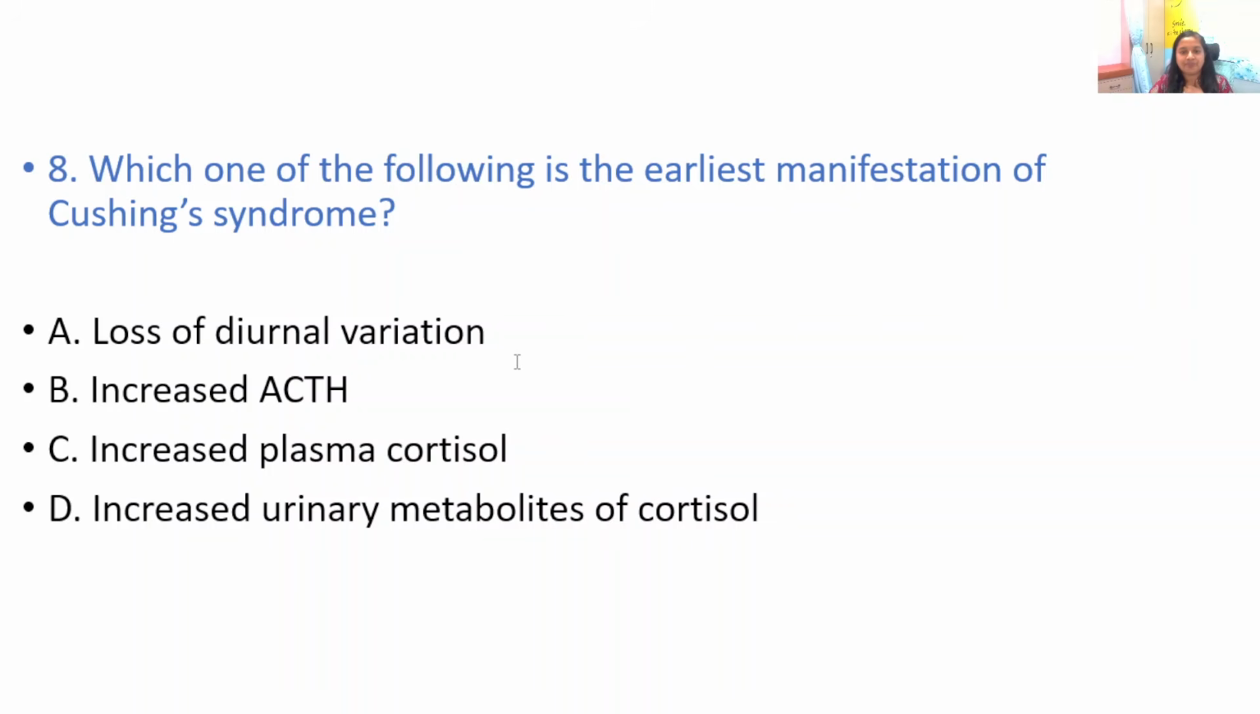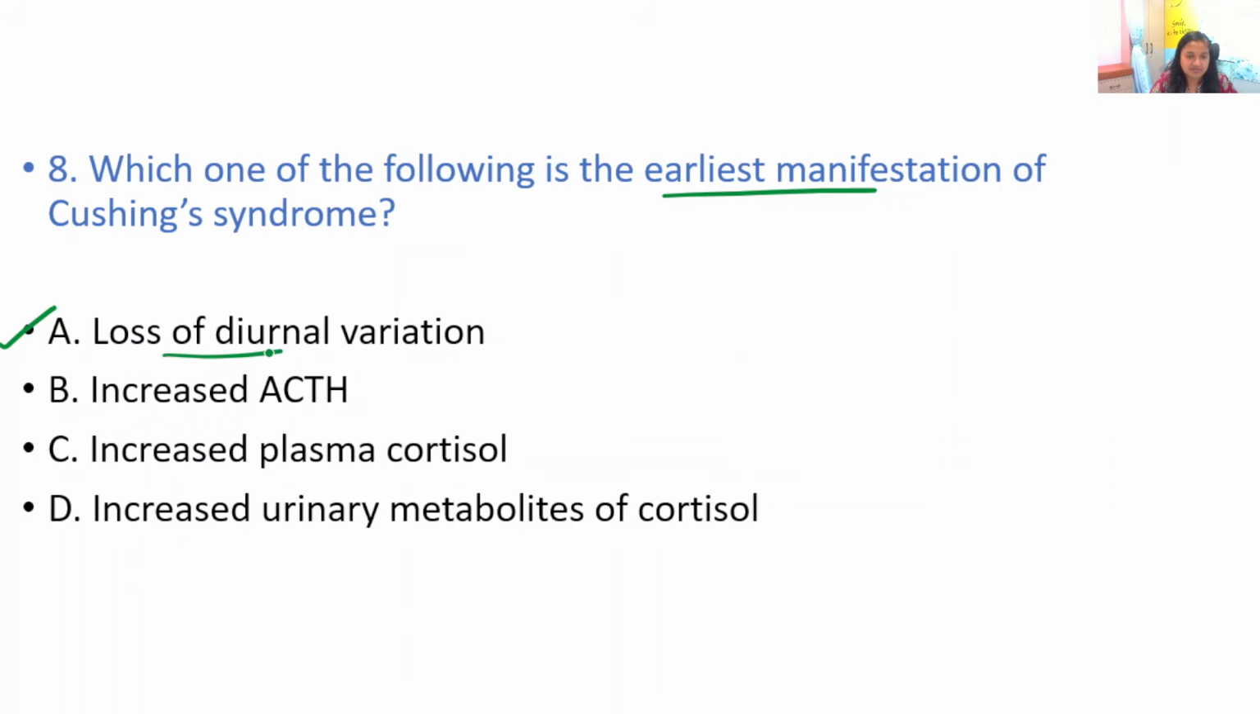Which one of the following is the earliest manifestation of Cushing syndrome? Loss of diurnal variation, increased ACTH, increased plasma cortisol, and increased urinary metabolites of cortisol. Now here they have specifically asked what is the earliest manifestation. The earliest manifestation of Cushing syndrome is loss of the circadian rhythm of cortisol secretion.